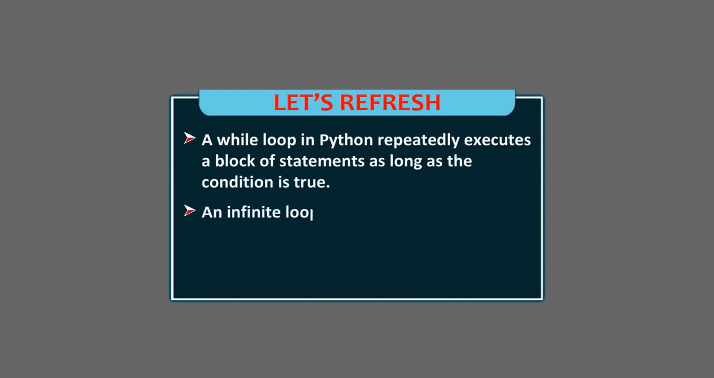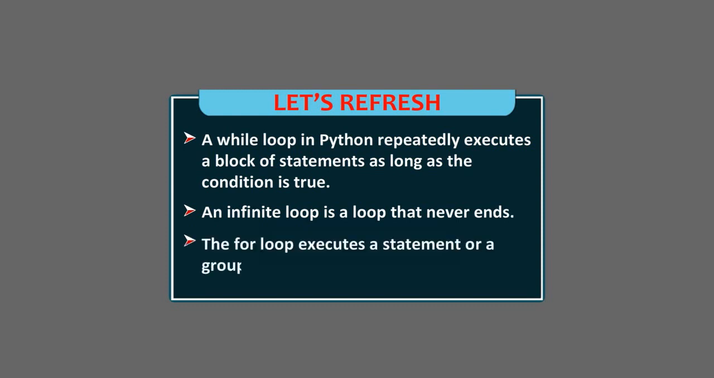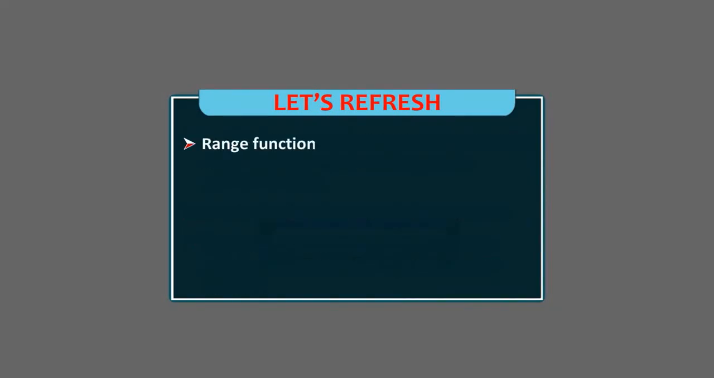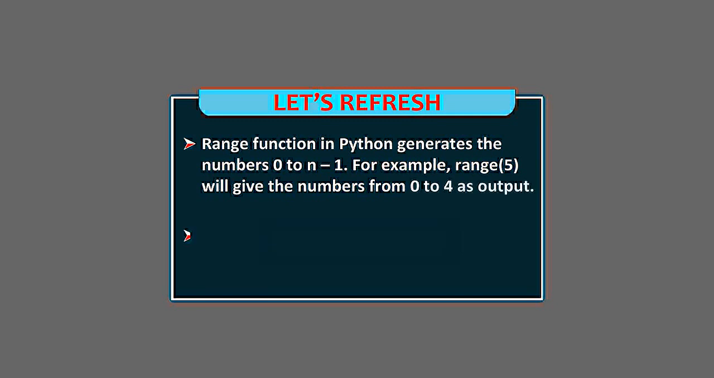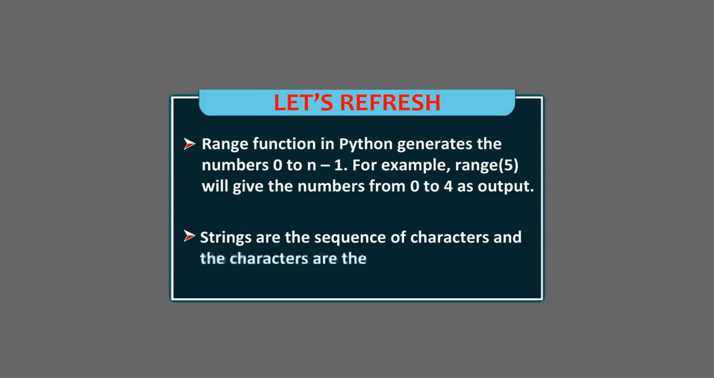A while loop in Python repeatedly executes a block of statements as long as the condition is true. An infinite loop is a loop that never ends. The for loop executes a statement or group of statements for a fixed number of times. The range function in Python generates the numbers 0 to n-1. For example, range(5) will give the numbers from 0 to 4 as output. Strings are the sequence of characters and the characters are the symbols.